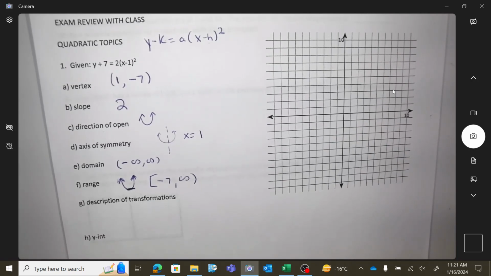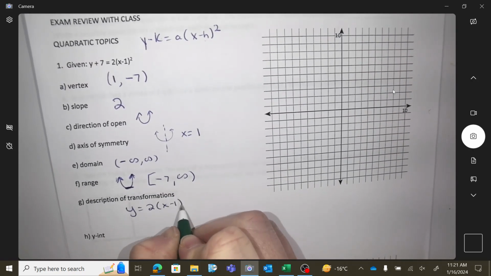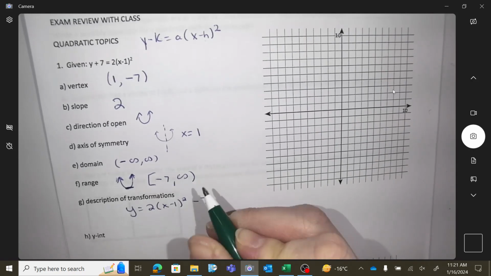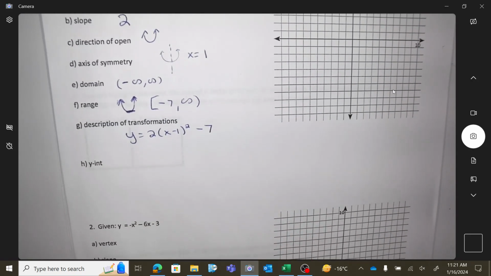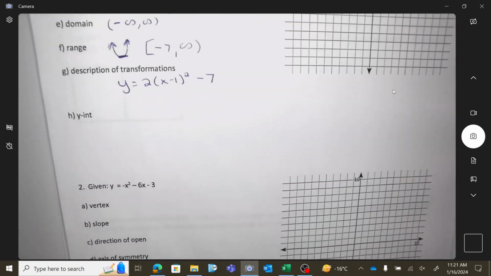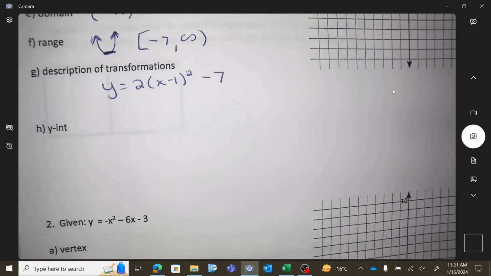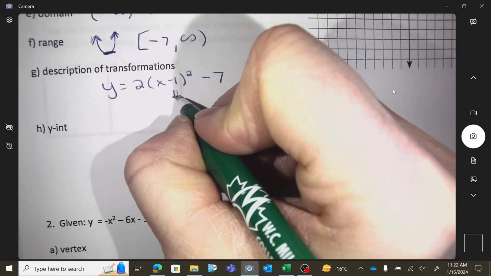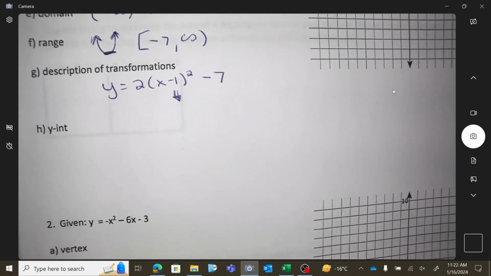Describe the transformations. So I'm just going to rewrite this. So transformation form, I just move the number at the end. So that number can go interchangeable. So the 7 moved. So what are the transformations? It moved 1 in what direction? What direction did the parabola shift?